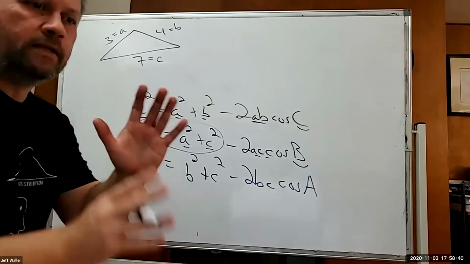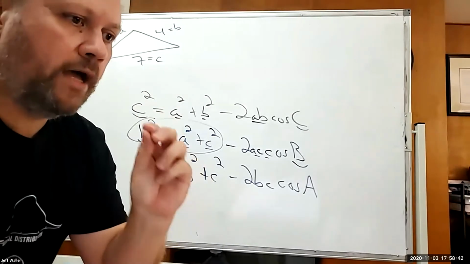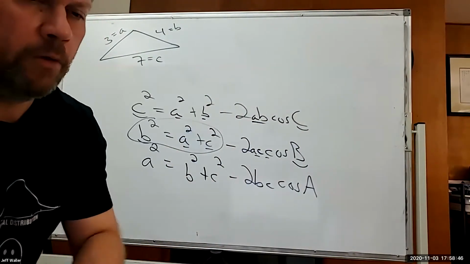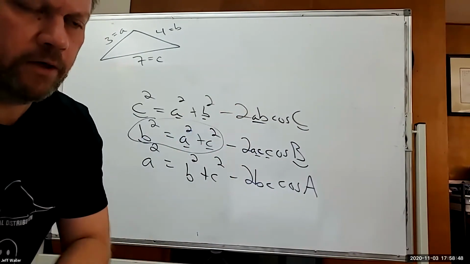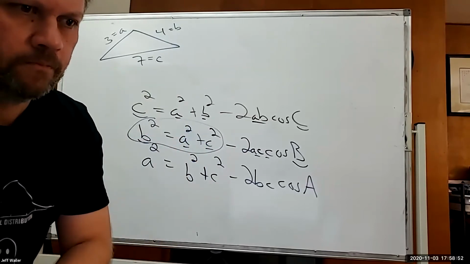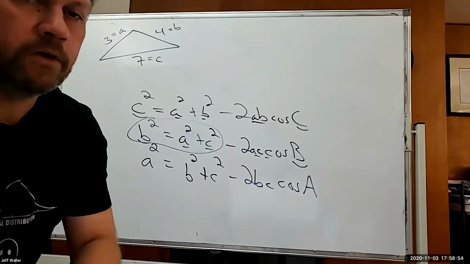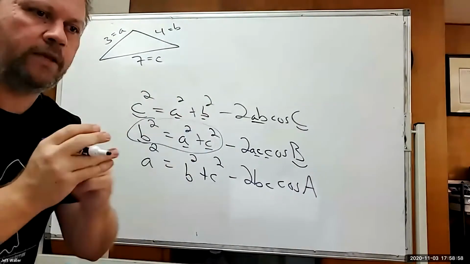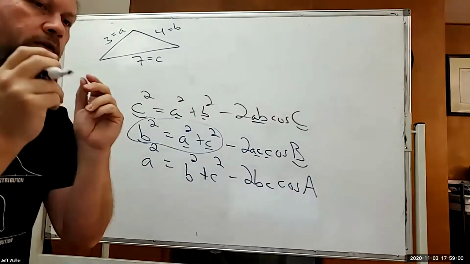Now this is neat. Why could I not use law of sines to solve this triangle? And what does it mean to solve the triangle? Let's start there first. What would it mean to solve this triangle? What do I need to figure out? Find all the angles. The angles. I know all the sides. I just need all the angles. Why could I not use law of sines?